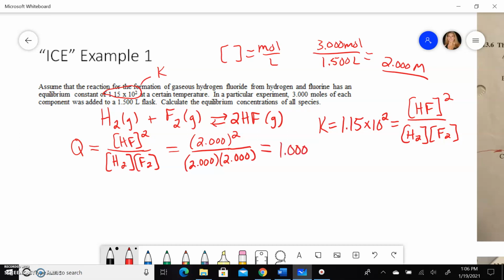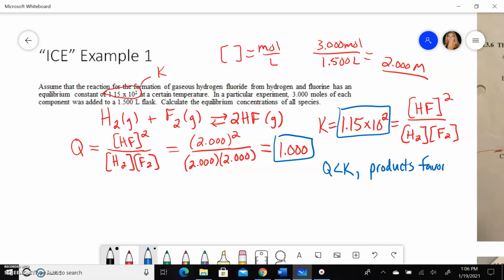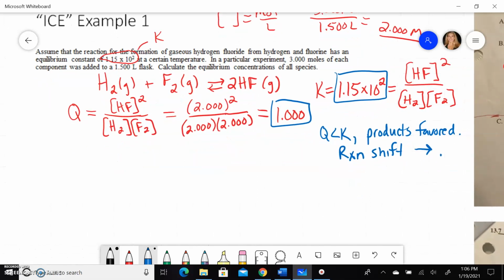So now what we're going to do is to compare our Q value to our K value, because this will tell us which way it's going to shift. Q is less than K, so 1.15 times 10 squared is 115, which is way bigger than the 1 of the Q. So when Q is less than K, that means products are favored. So the reaction is going to shift towards the products. And now that we know which way the reaction is shifting, we're ready to set up our icebox.